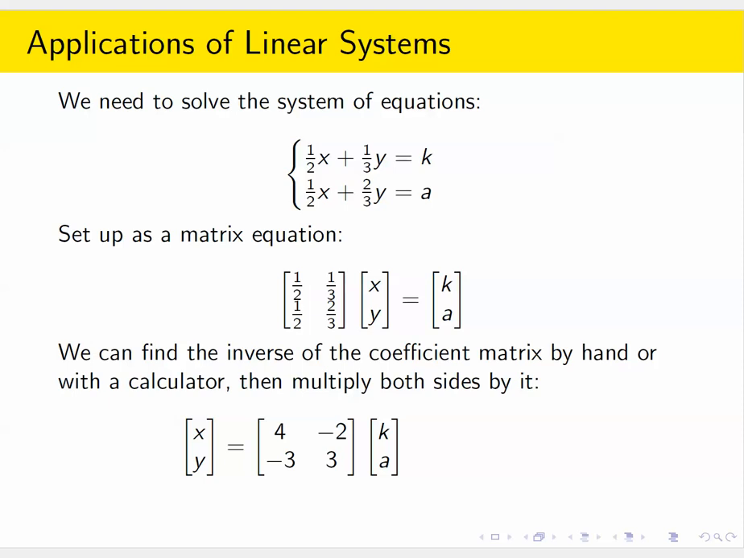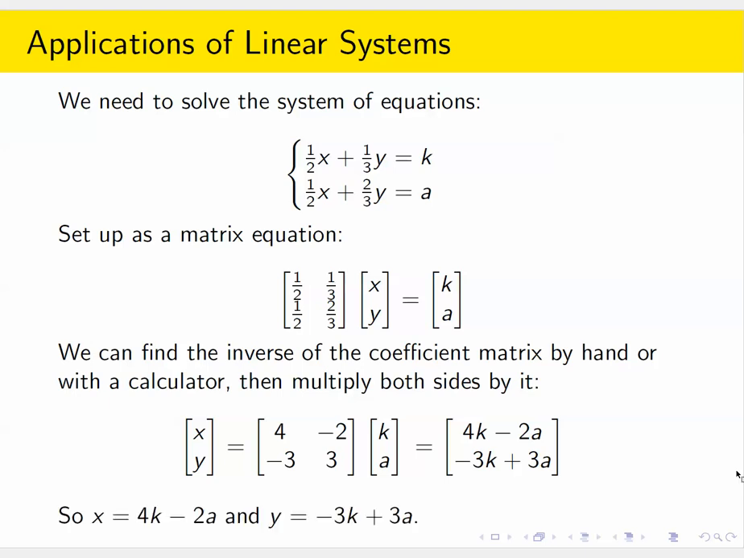So multiplying on the left, we think of that as canceling the coefficient matrix. And then on the right side of the equation, we multiply by the same thing. So we multiply the inverse of the coefficient matrix times K, A. Now this we can compute. The first row, 4, -2, times K, A, we get 4 times K minus 2 times A. And the second row gives us -3 times K plus 3 times A. This is just regular matrix multiplication. We cannot simplify it anymore because we don't know what the values of K and A are.